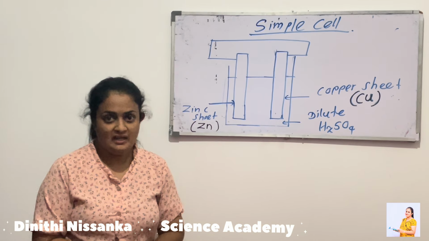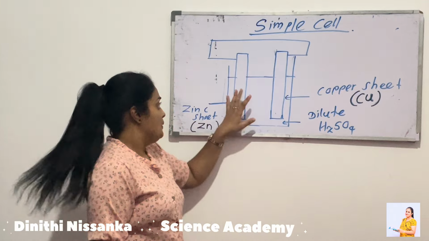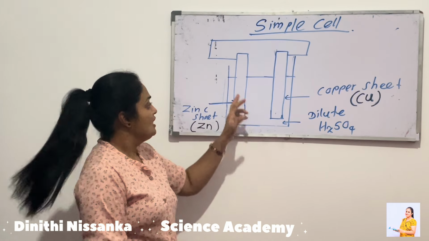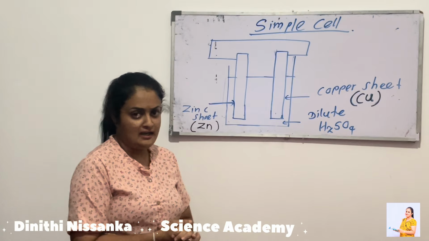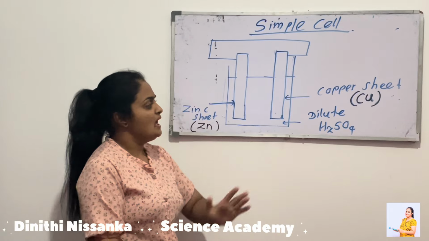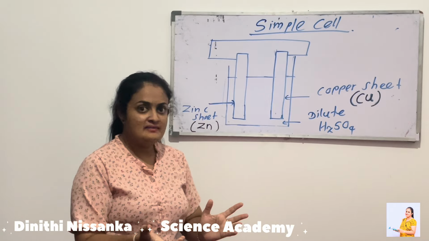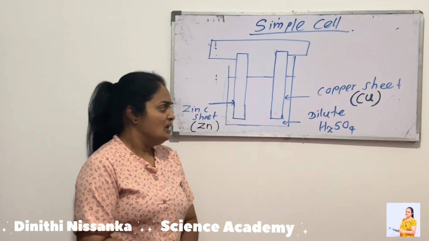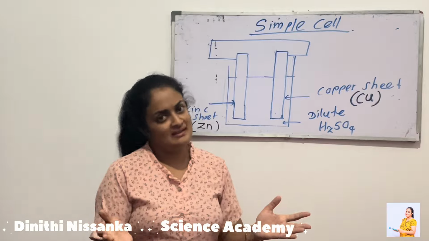When we are dipping these two metals in the dilute acid, firstly we can observe that the zinc sheet is dissolved and later air bubbles are emitted near the copper sheet. Let's discuss what is the chemistry behind this, right?